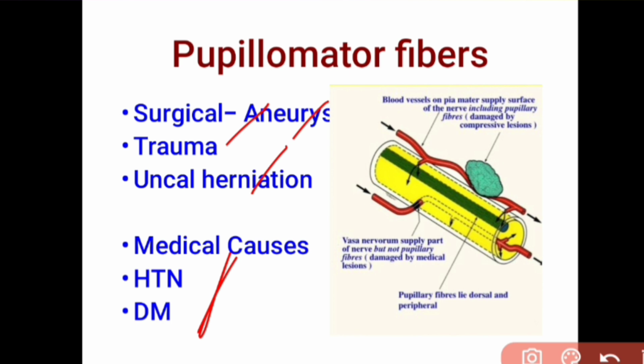But this is not a strict rule. Even in surgical causes like aneurysms, initially the pupil can be spared and later it can get involved, and in some cases of diabetes and hypertension there can also be involvement of the pupil. Sometimes pupil involvement can be the only sign in third nerve palsy, like in basal meningitis or secondary to uncal herniation, as I discussed before. The pupil involvement can be partial or complete. Even a mild involvement of the pupil should be considered seriously. It can be a precursor of a surgical cause.